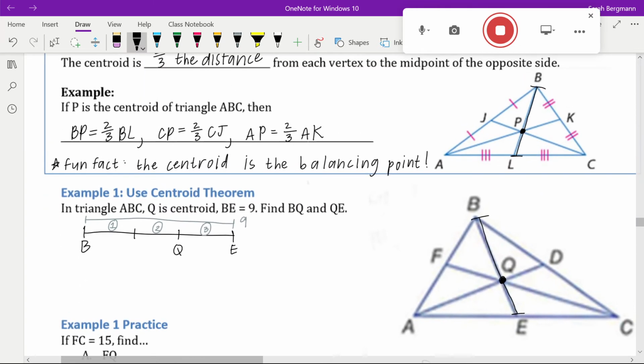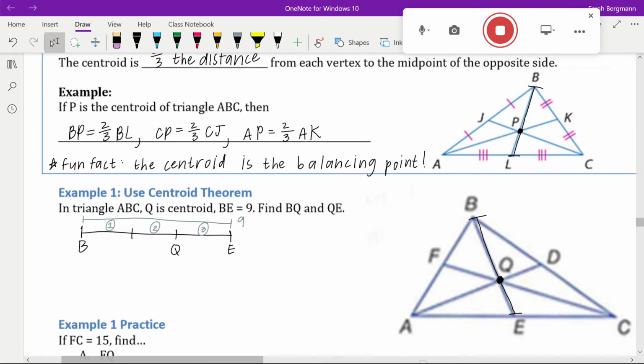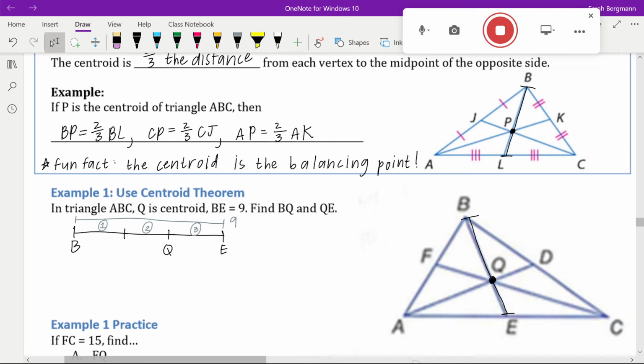Let's do an example together. It says in triangle ABC, point Q is the centroid and BE equals 9. So totally from B to E, I know this is 9 units. We would like to find BQ and QE.